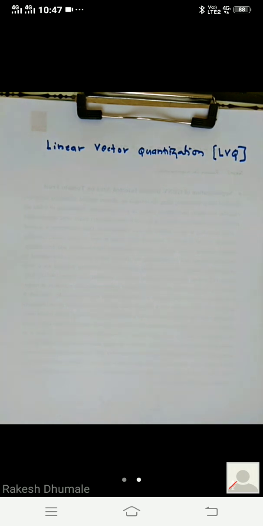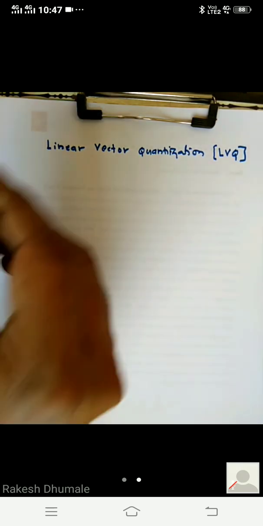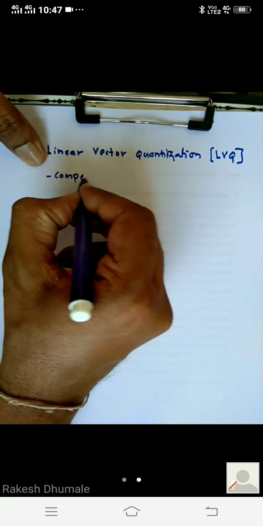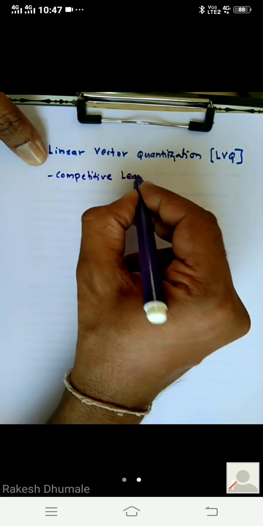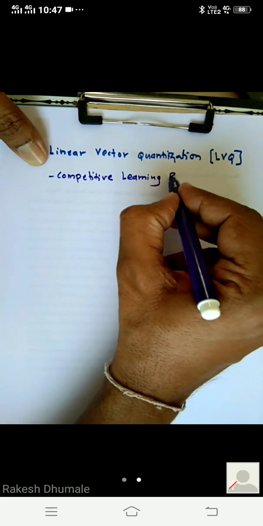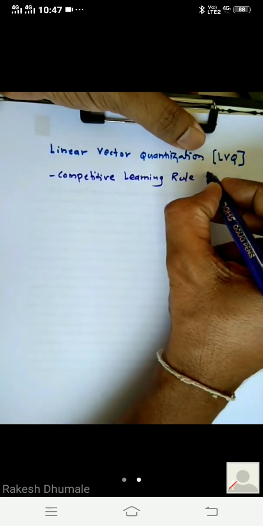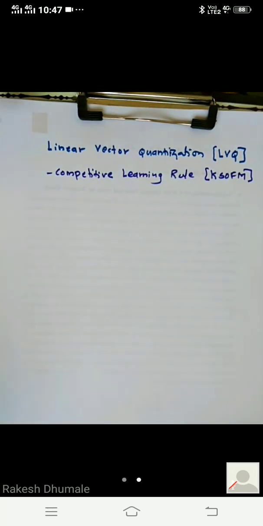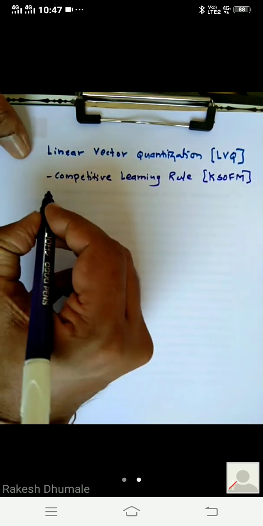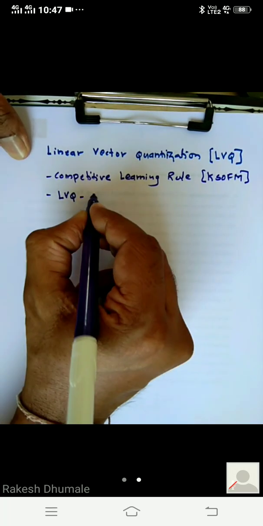Now, if you think about the KSOFM, Kohonen self-organizing map, this is again based on the competitive learning rule. So KSOFM is also based on the competitive learning rule, and this LVQ is also based on the competitive learning rule. But the difference between KSOFM and LVQ is that LVQ is supervised learning.